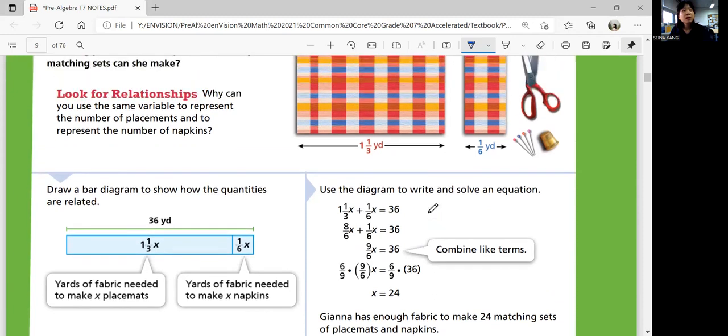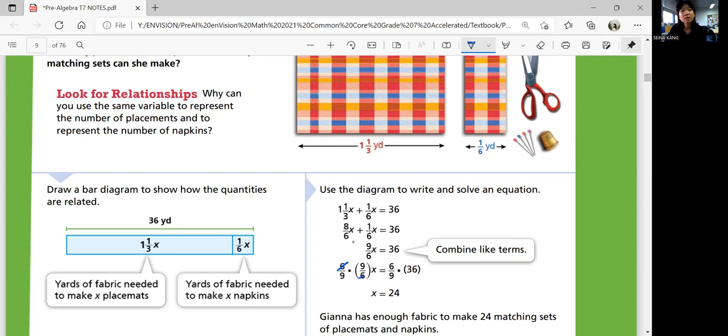And solve for X by combining like terms, because 1 over 1 1/3 is 8 over 6. 8 over 6 and 1 over 6 could be added together because they're like terms. They're the terms that have 1x, right? And so you add them, you get 9 over 6x. And in order to undo the multiplication of 9 over 6, you multiply by the reciprocal of that. The reciprocal of 9 over 6 is 6 over 9.